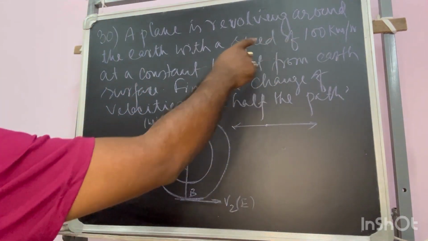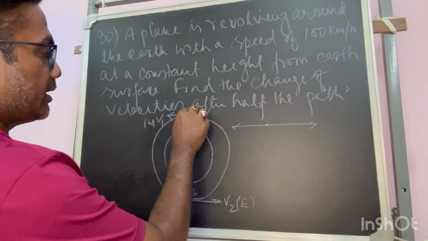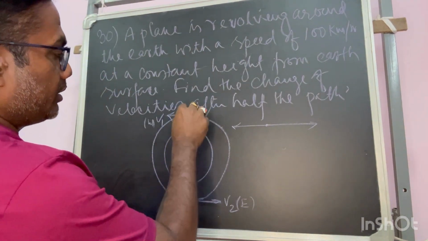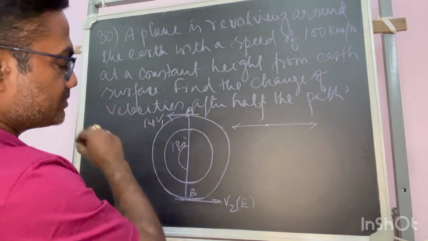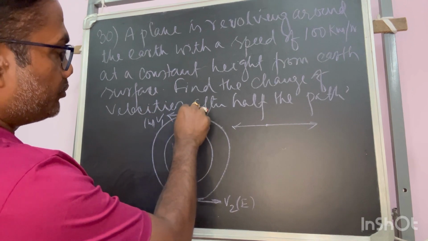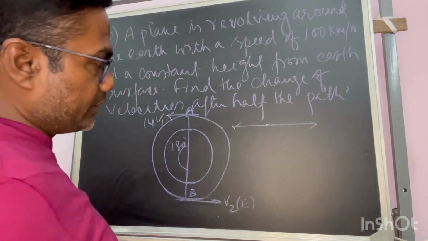Now it has said speed, but at any point in a circular path, the magnitude of speed and velocity is the same. Only the direction is always changing. So that's why at any point the velocity and speed magnitude will be the same.